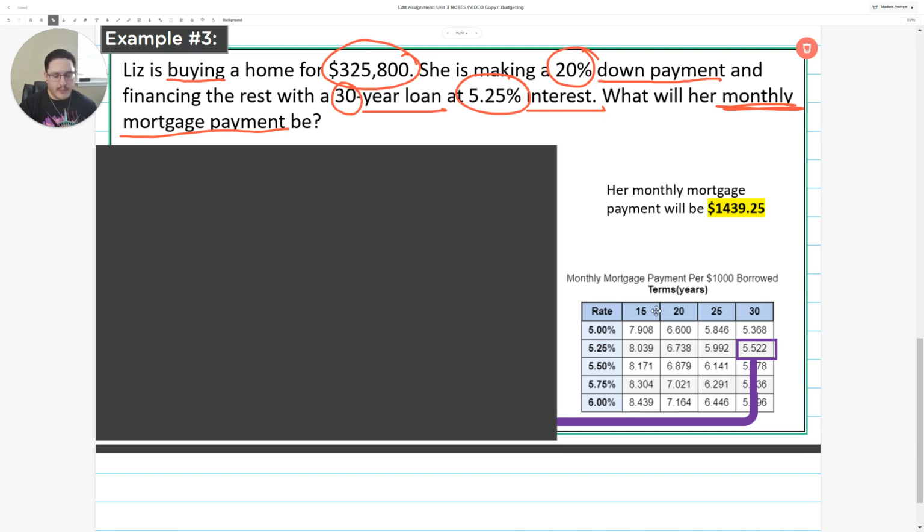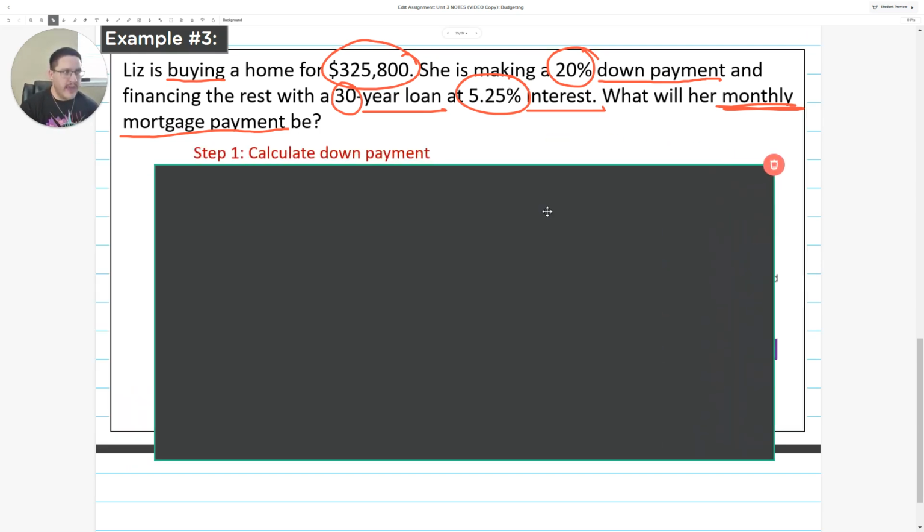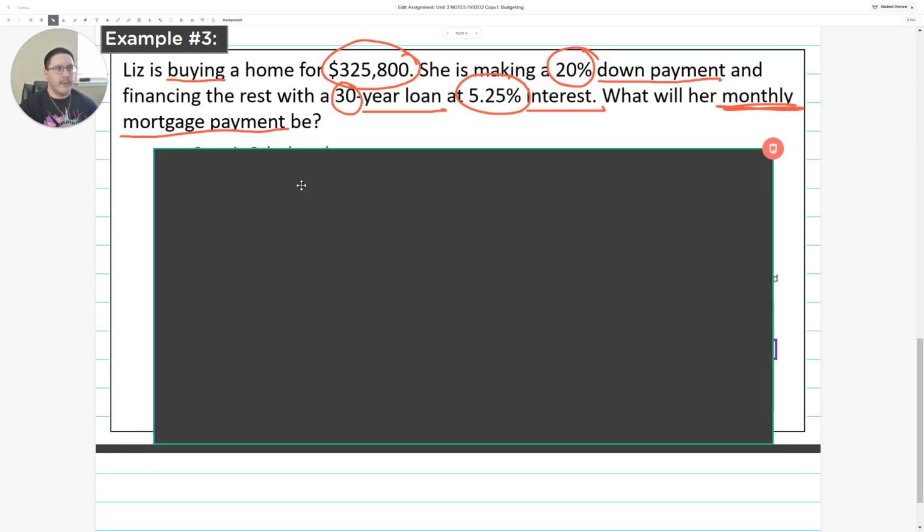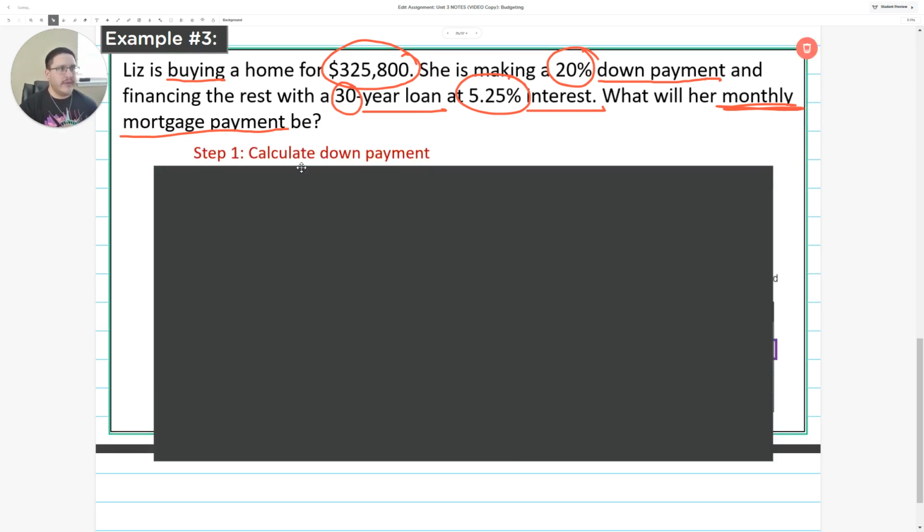If you want to know where this table came from, it came from an amortization formula with a whole bunch of calculations already done to create this table. So we're using a shortened version, a shortcut to the formula, going around the formula by using some shortcuts. We have this table already created and we're going to use that to find the monthly mortgage payment. Anyways, step 1, we're going to calculate the down payment.